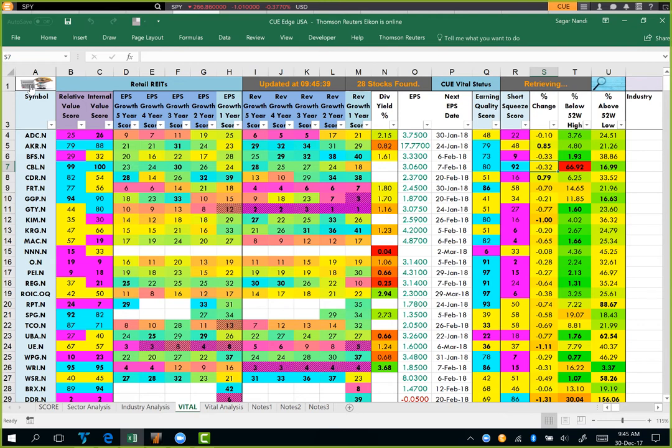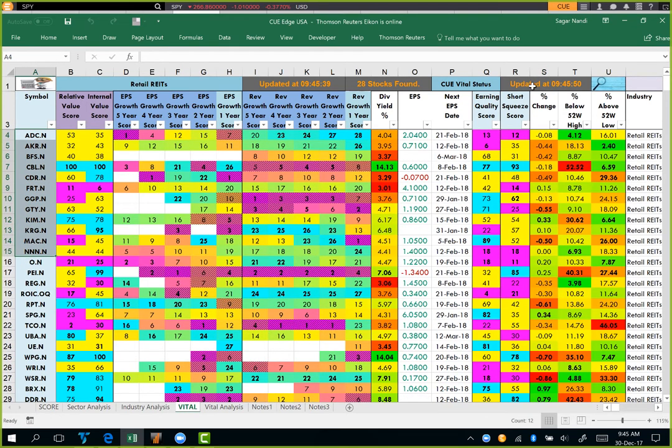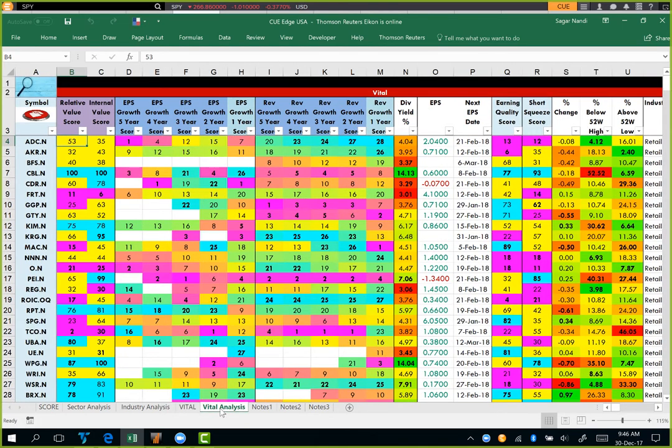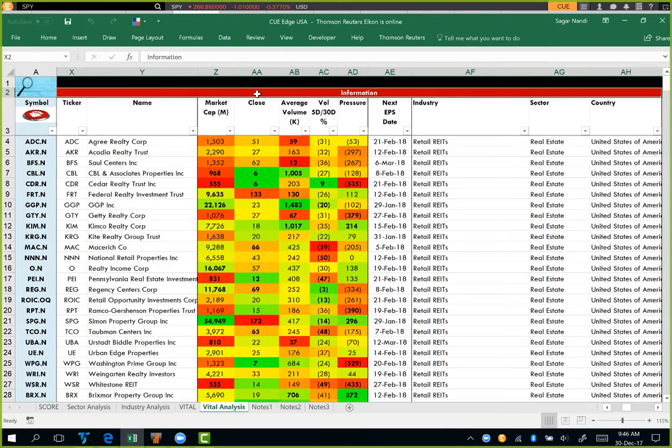We can click the calculator button to get the data on all these 28 stocks and calculate vital statistics. The calculation is complete. To further analyze in much more detail, we can click on the investigate button. Go to the vital analysis tab. It has multiple panels with detailed information.